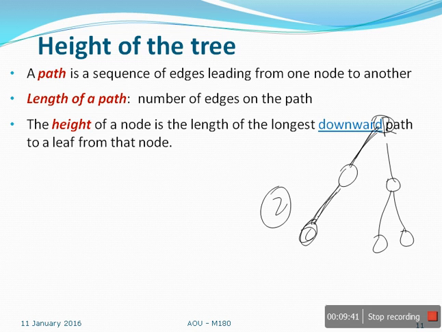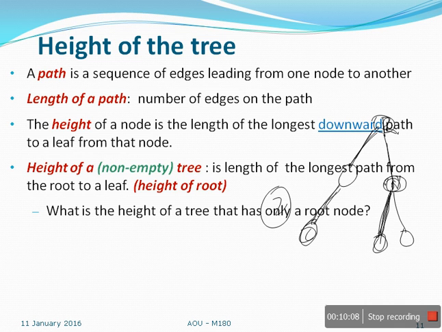Then the height of a node is the length of the longest downward path to a leaf from that node. For example, if you want to calculate the height of this node, let's say this node is n, the height of n is 1 till the leaf. From the leaf to this node, it's only one edge. Now the height of the root is 1, 2.